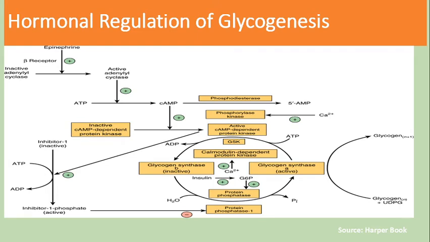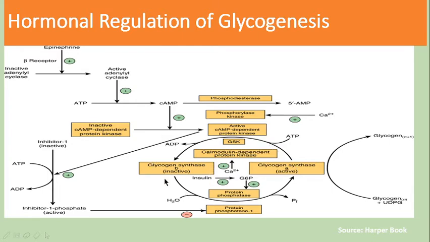The role of the protein kinase enzyme is to phosphorylate whatever enzyme comes closer to it. So in the presence of epinephrine hormone, this enzyme protein kinase will always be in the active state, and its role is to phosphorylate. Whatever enzyme comes closer to it, whether it is glycogen synthase or glycogen phosphorylase, its role is to phosphorylate that enzyme.